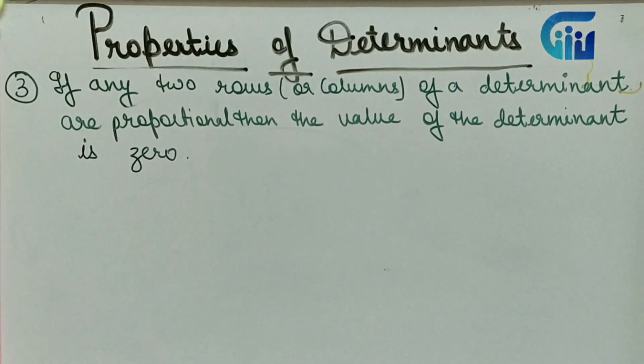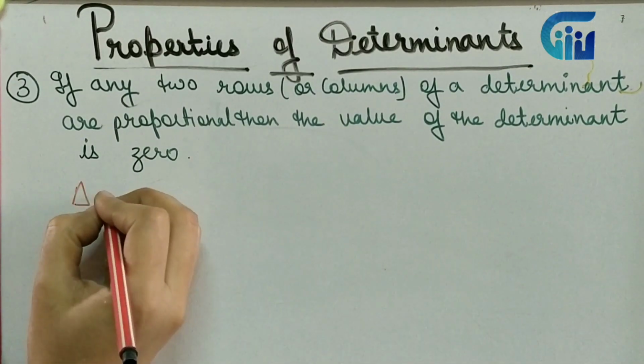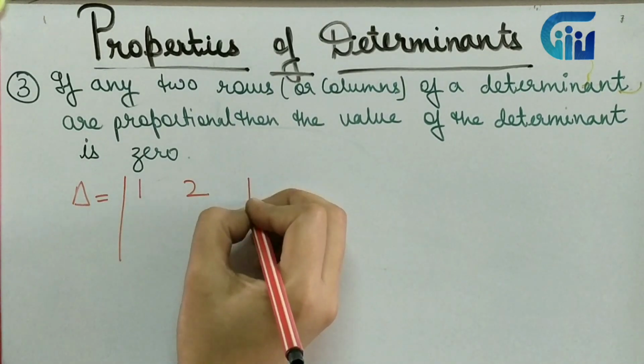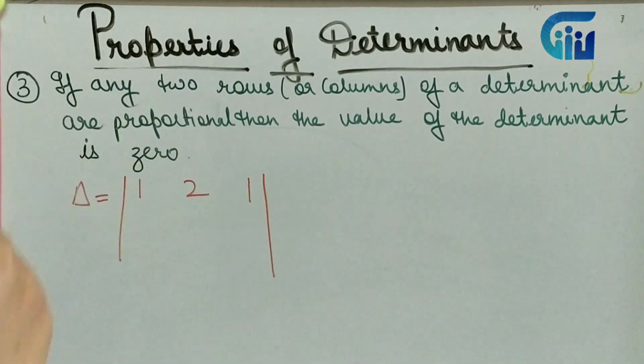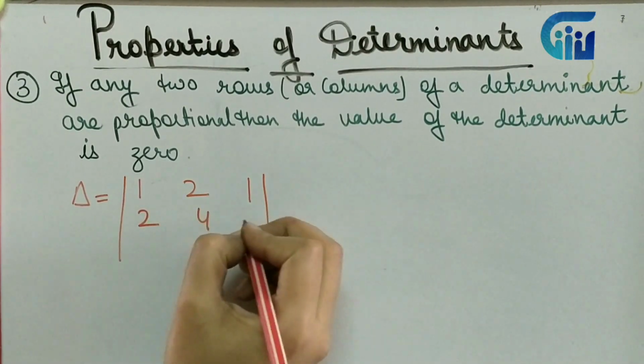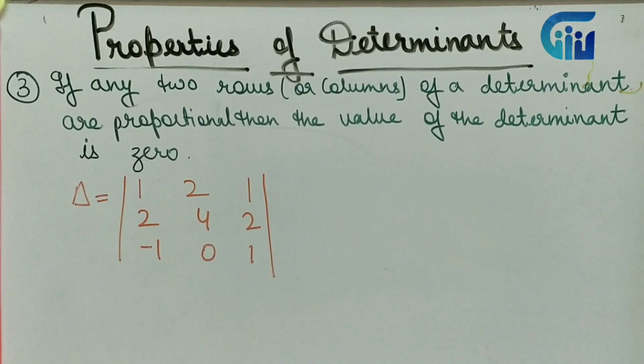Let's take an example. So we will take a determinant over here such that any two rows or columns are proportional. Not identical, proportional. So the first row I'll take as 1, 2, 4, 2, and this can be minus 1, 0, 1. So what do we observe again?